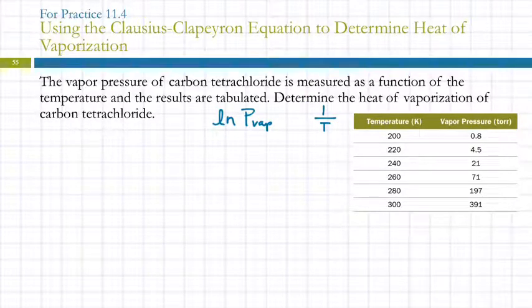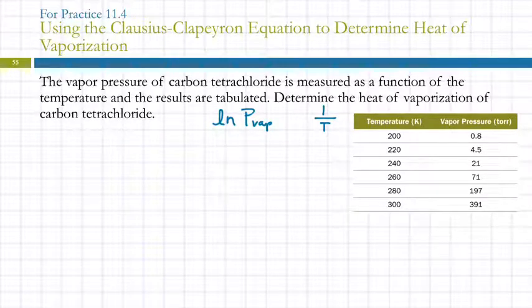So our vapor pressure always has to be in torr, not in atmosphere? To do this Clausius-Clapeyron equation graph, it should be in torr, yeah, because then the units are going to work out. Otherwise, you have to do some funky things with units at the end because they're not going to cancel out nicely.